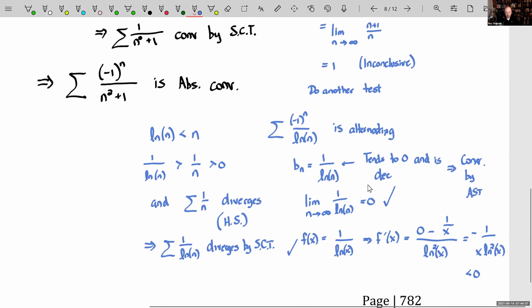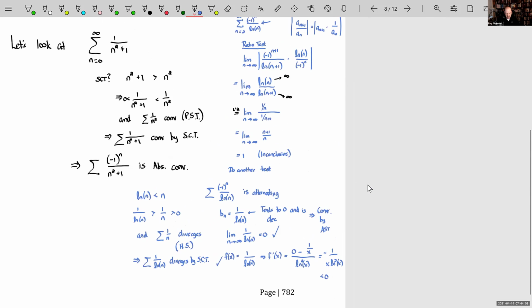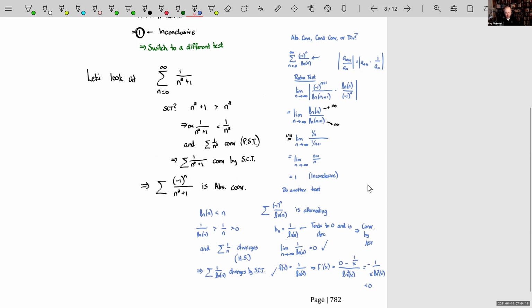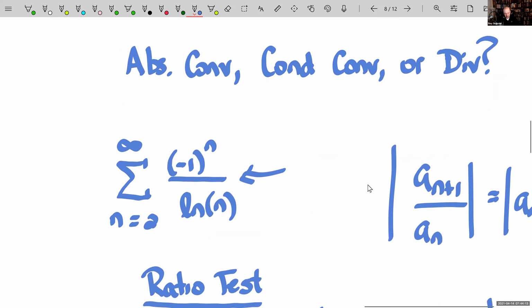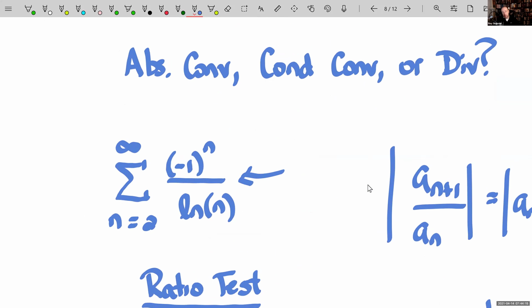So in the end, the original question was, does that alternating series converge absolutely, conditionally, or does it diverge? Well, we know it doesn't diverge because we know it converges as written by the alternating series test, but we've just found out the absolute value of the terms, when you add them up forever and ever, they don't converge. So this series is conditionally convergent.